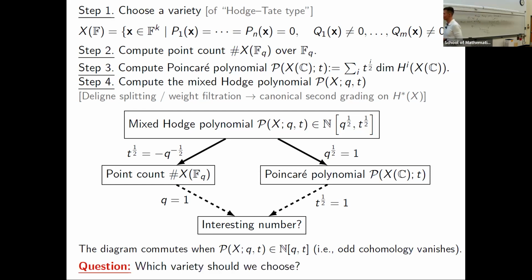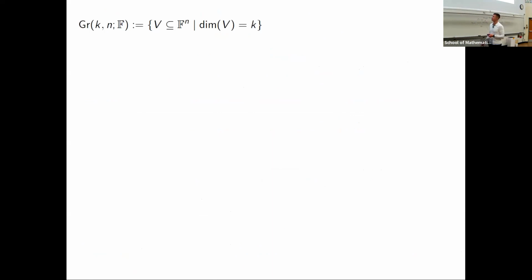But of course, which variety? You can choose your own, but I'm going to choose some varieties later, and you may have a guess which varieties I'm going to choose. But for now, let me start with a warm-up example of the Grassmannian. It's a very classical case. The Grassmannian is just the set of all linear k-dimensional subspaces of F^n, so all k-planes through the origin.